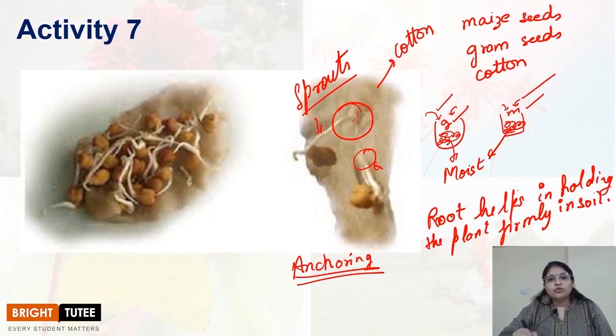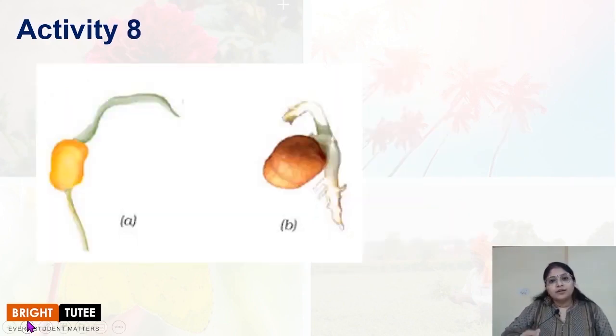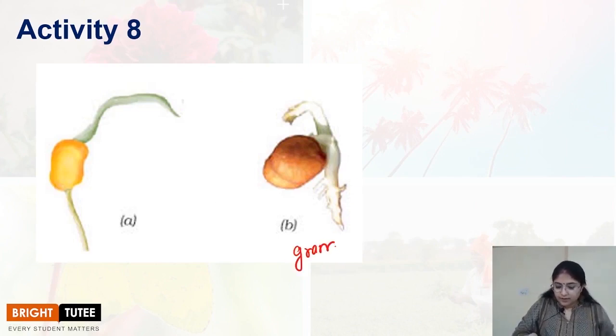Students, be sure to do this activity and keep the gram and maize seeds until they get a proper length of root, right? Now what you do, take out one seed of gram and one seed of maize and observe them. You will see that the gram seed looks something like this. So this is gram and this is maize.